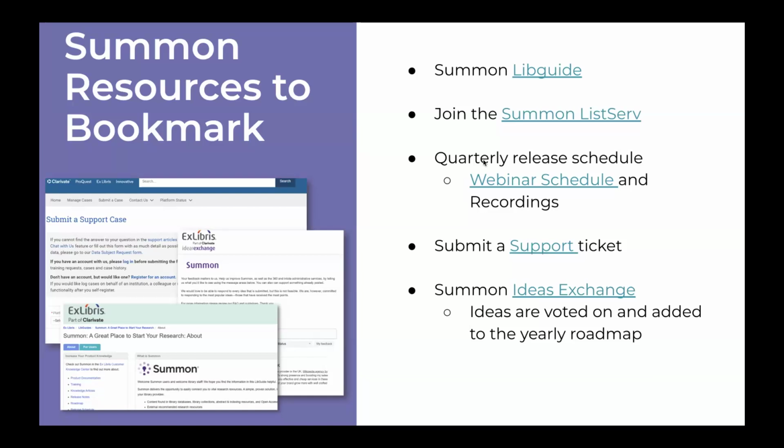So when you're following this quarterly release schedule, I've embedded some links here, but it's also in your Summon Lib guide. So if you're ever wondering, how do I get to the webinar schedule? It's in the Lib guide. This way, you know what's coming up, allowing for better planning and integration in your library. It also provides a structured timeline for users to anticipate and prepare for changes. We touched on this before. Actually, I'll talk about it in the next slide, not to confuse us.